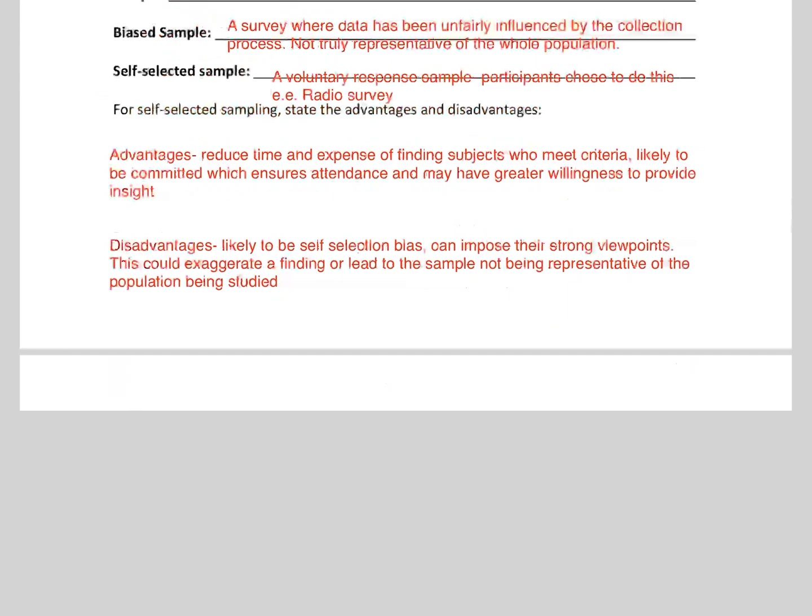Next one, self-selected sample. That's halfway through exercise 4B if you can't find it at the beginning. And that's basically when people volunteer to respond to a survey. One of the biggest ways that this happens is via a radio survey. That should say EG. Don't know what happened there.